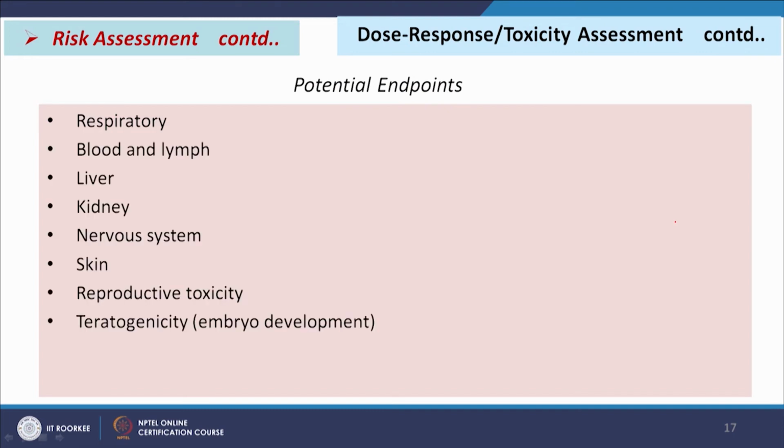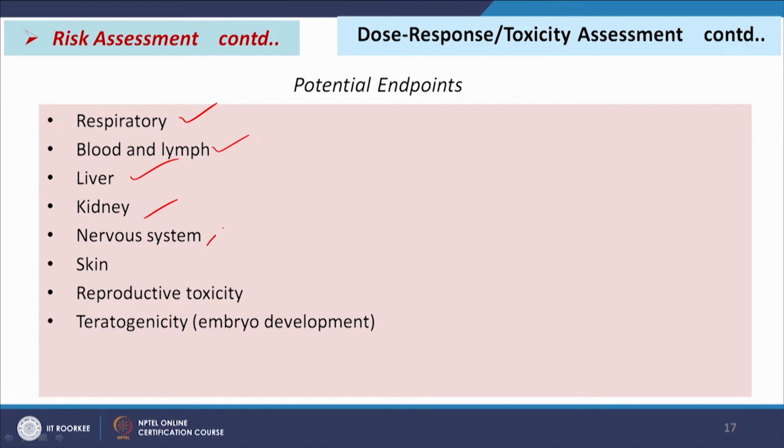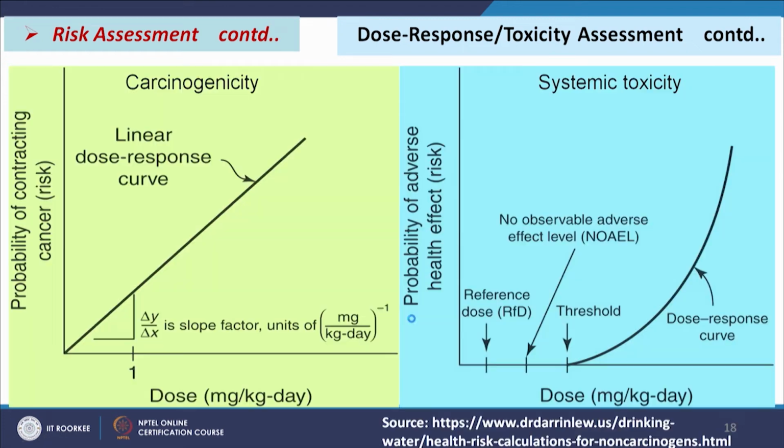When we do this toxicity assessment test, we normally try to understand the impact of the risk on the respiratory system, blood and lymph, liver, kidney, nervous system, skin, reproductive toxicity and teratogenicity. So, these are the different endpoints, or targets, on which we want to know the impacts.